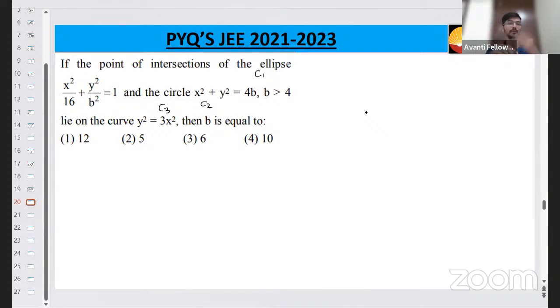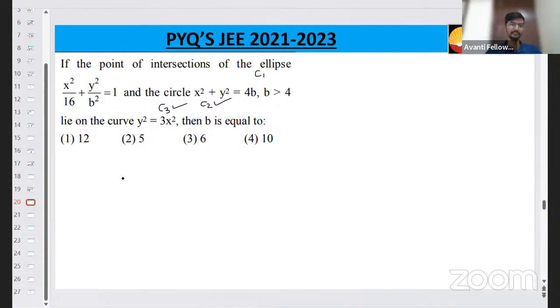So, which curve looks simpler to solve? Obviously, C2 and C3, because we'll directly get the value. Right? Most of the students get confused here that I have to solve C1 and C2, because it is given that the point of intersection of C1 and C2. But if you understand the question carefully, it says that there is one point of intersection between C1, C2 and C3. So that means we can get that point of intersection by solving any of the two curves simultaneously.